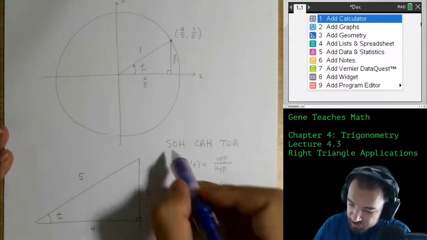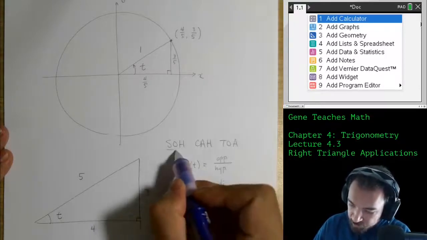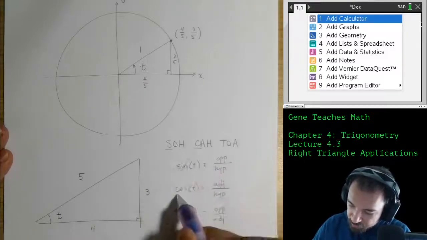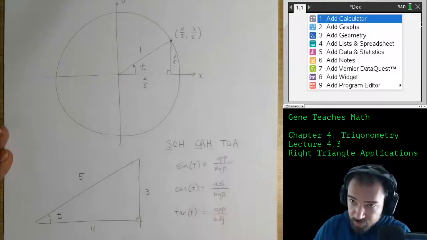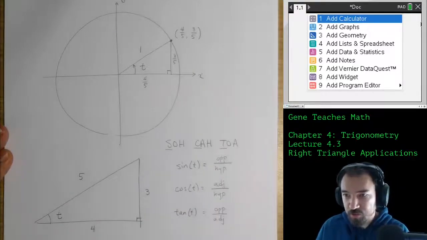And we mean sine of an angle is opposite over hypotenuse, cosine of an angle is adjacent over hypotenuse, and tangent of an angle is opposite over adjacent. Perhaps this is familiar to you.